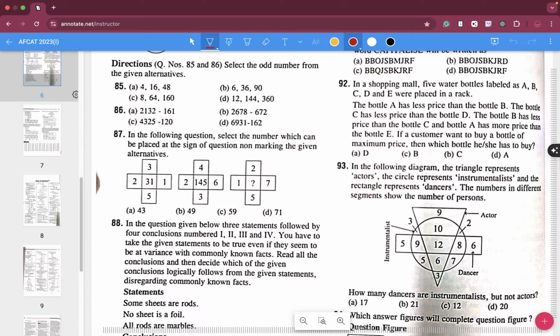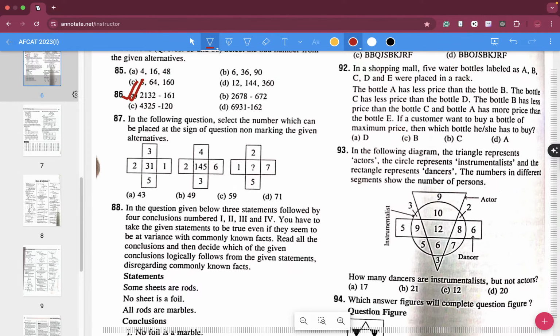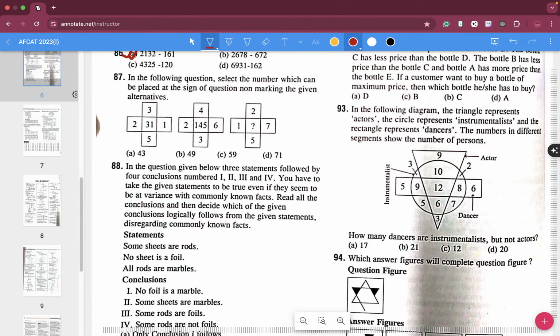Question number 86, 2132. 3 into 2 is 6, 6 into 1 is 6, 6 into 2 is 12. 5 into 2 is 10, 10 into 4 is 40, into 3 is 20. Similarly, if you check for other numbers, you will realize that each of these numbers is the multiplication of the digits. So for 86, A is the odd one out and hence the correct answer, folks.